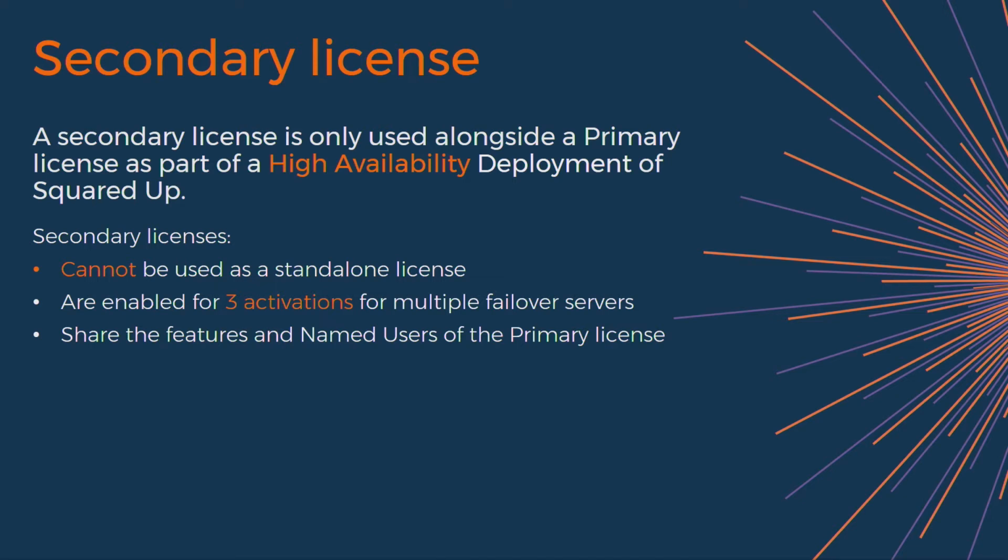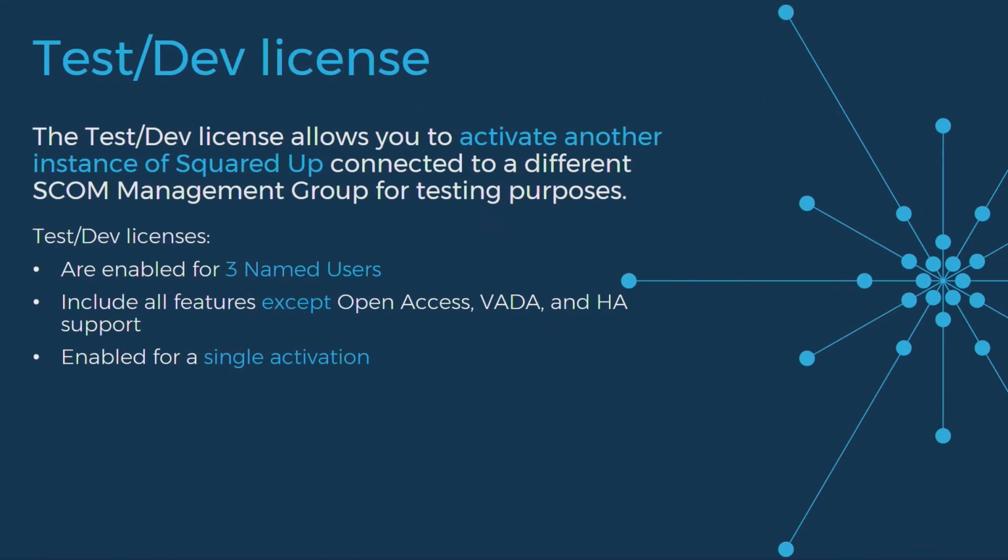Okay, cool. And then there's the third license type as well, wasn't there? The test dev one. Yes. So this is a license that you can activate another instance of Squared Up on, which can be connected to a separate SCOM management group. So you might want to do this for a number of reasons. For example, if you wanted to test updates. Right.